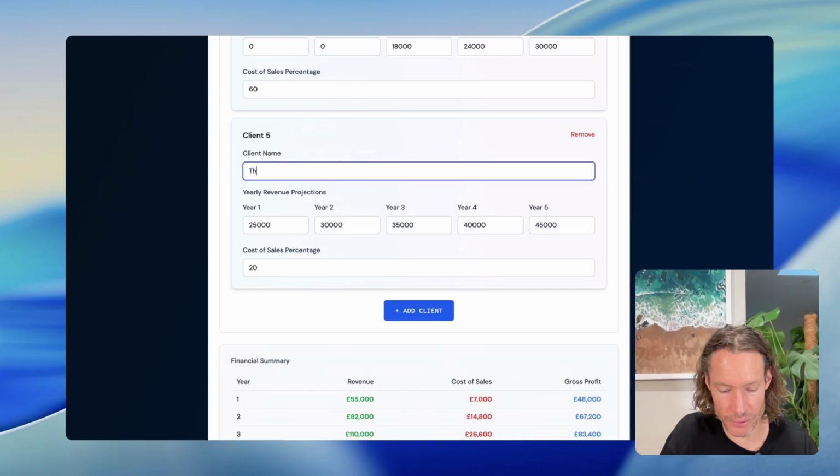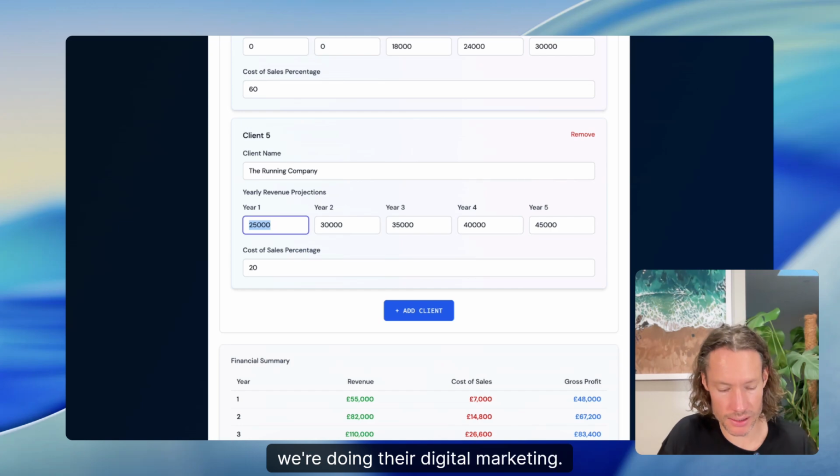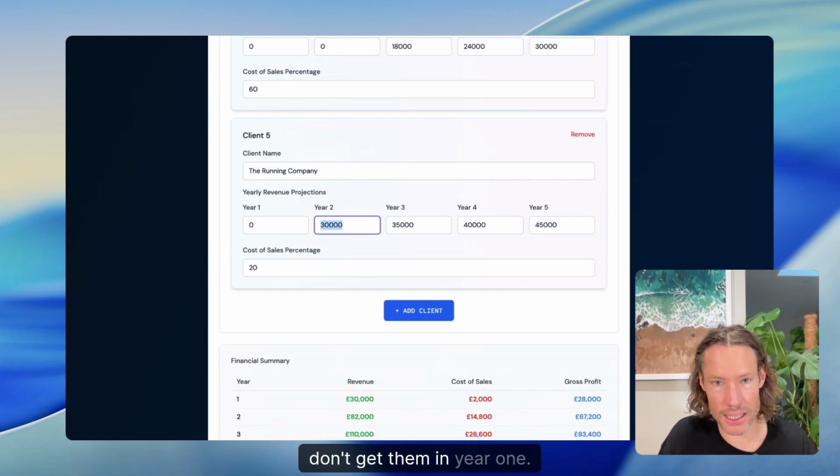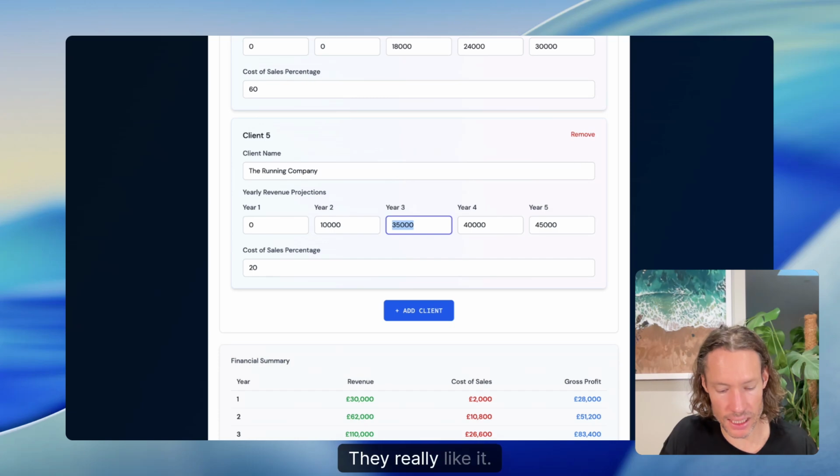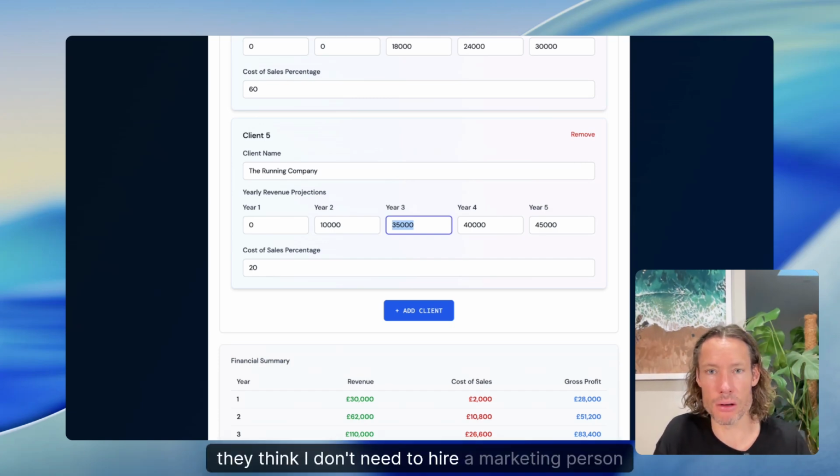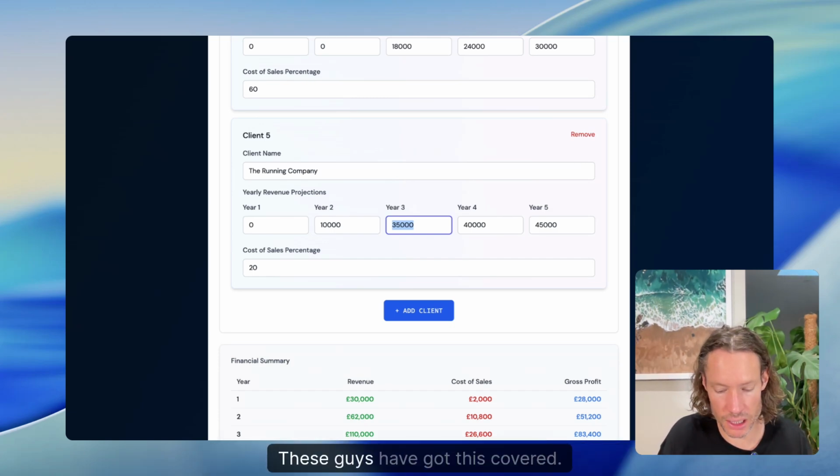Let's do the running company. And again, we're doing their digital marketing. We don't get them in year 1. We do a project in year 2 for 10 grand. They really like it. They think, I don't need to hire a marketing person or expand the marketing team. These guys have got this covered.